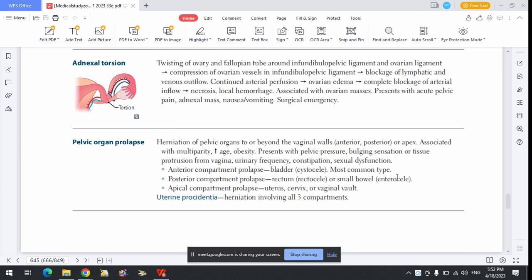You do a speculum examination and you see that prolapse, you can confidently say that this is your cystocele.